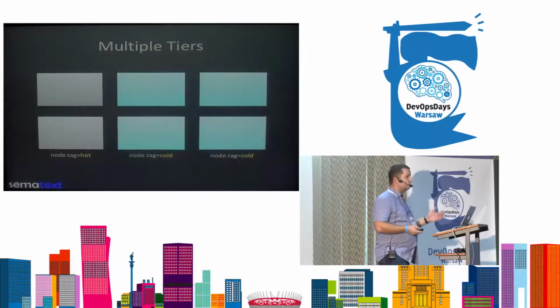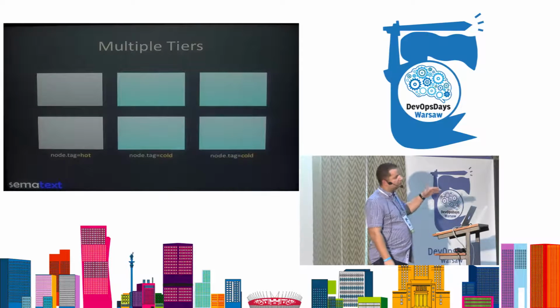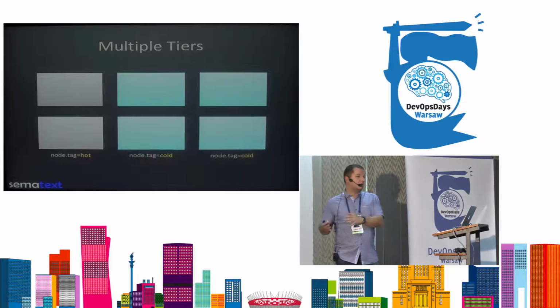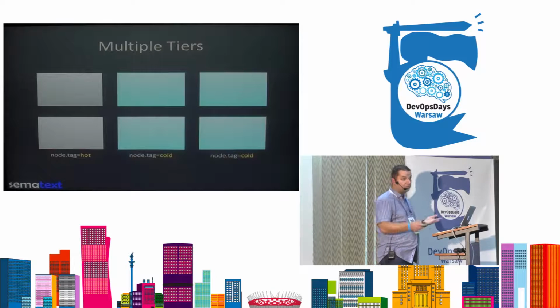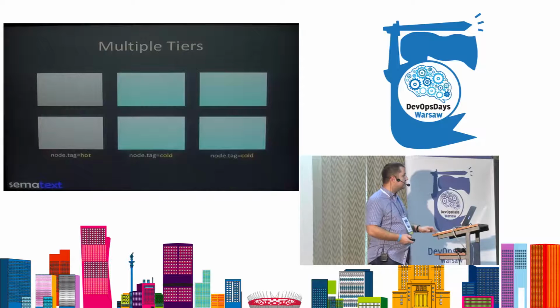And the cold nodes, the ones tagged with node.tag equals cold, would be used as some kind of archive for the older data, whether it's a week or months or years, as some organizations need to hold the data. But the theory around that is that those nodes will be used less because they are an archive.